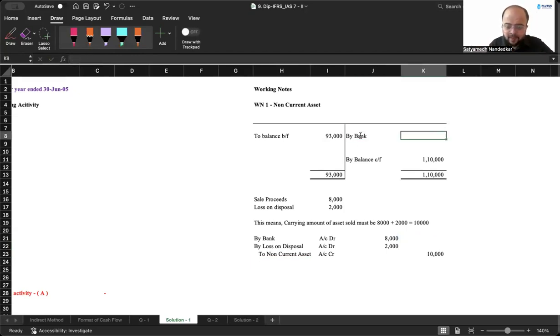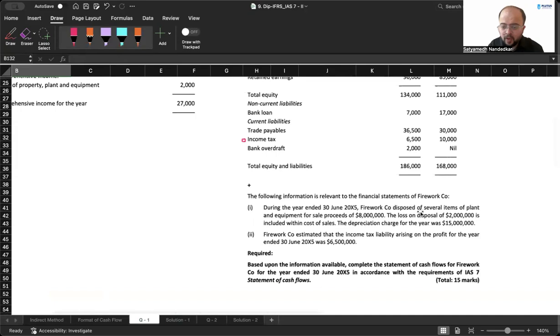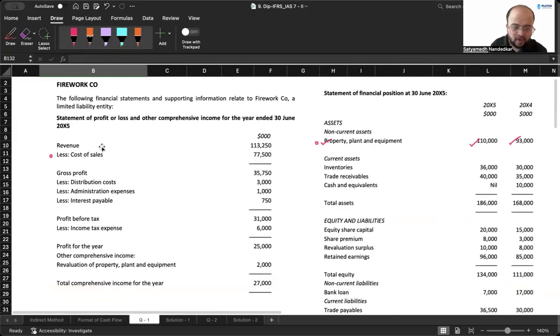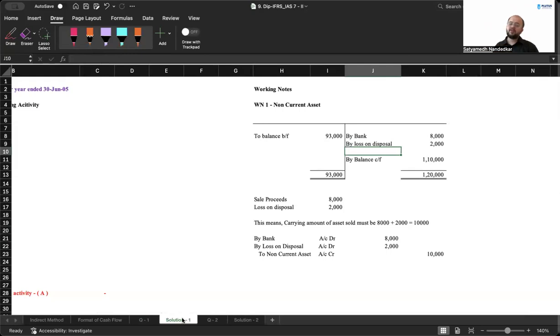Now go to the credit side of this account. Write down by bank 8,000, by loss on disposal 2,000. Now, what they are saying is that the loss on disposal is included within cost of sales. I'm sure you would agree that loss on disposal is a non-cash item, correct? It is also a non-operating item, but primarily it is a non-cash expense. Okay, so that is one thing. The 8,000 is cash received on disposal of the asset. So that is cash inflow from investing activity.